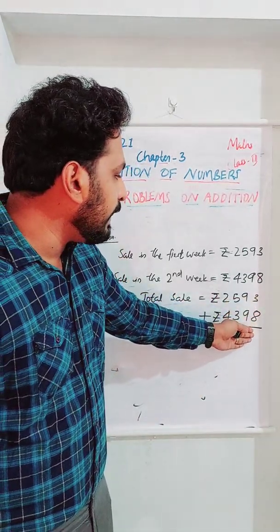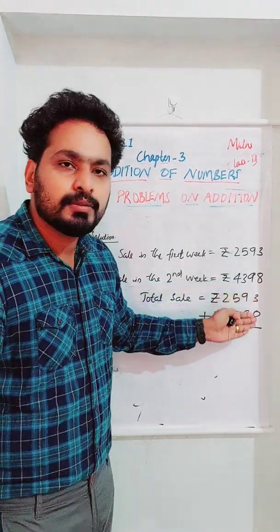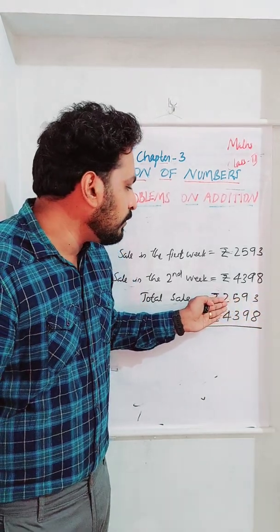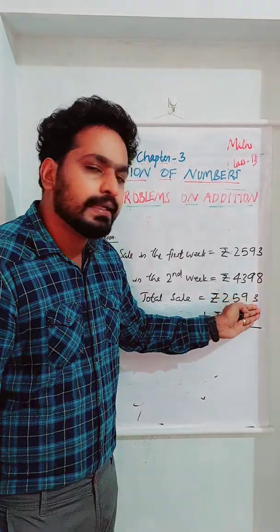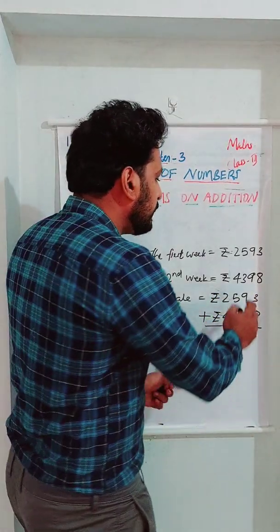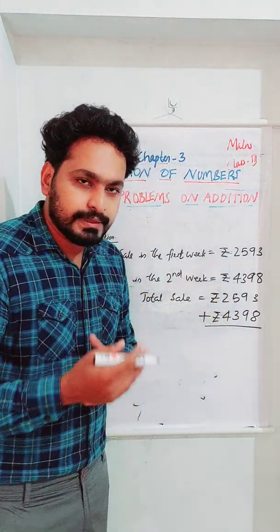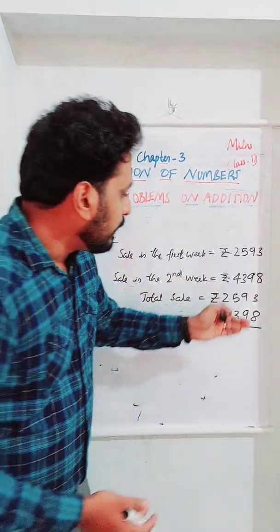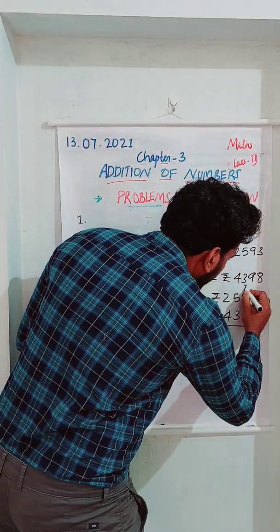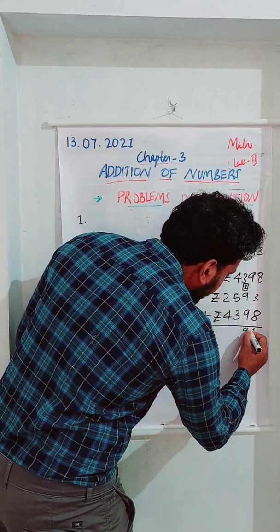What is 3 plus 8? Here you can see 4 digits are there. So this number should be a 4-digit number. So 2,593 plus 4,398. So this is ones column, tens column, hundreds column and thousands column. Let us add these numbers. 3 plus 8 is 11. 1 is carried forward to the next column. 9 plus 1, 10. 10 plus 9 is 19.